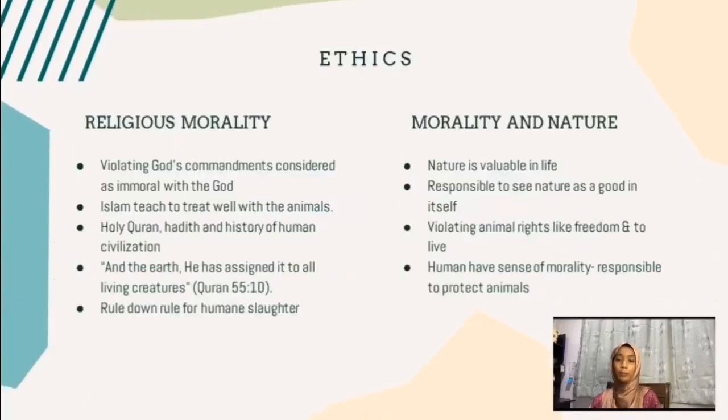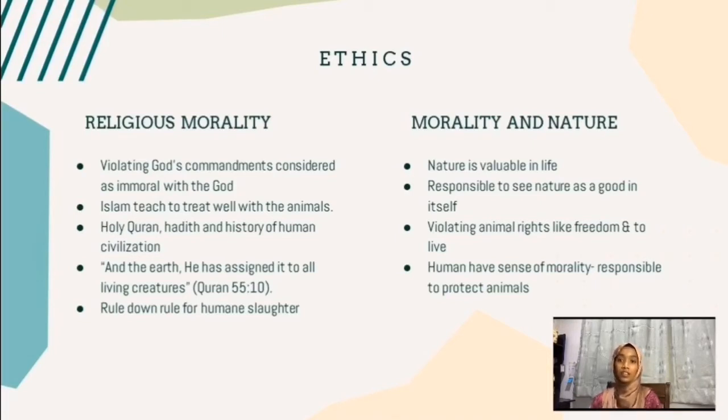Explain. People do have moral values, that is, they accept standards according to which their conduct is judged as either right or wrong. Religious morality comes from the human relationship with God. For example, in Islam we have Allah, and in Christianity they have Jesus. Violating God's commandments is considered immoral with God.